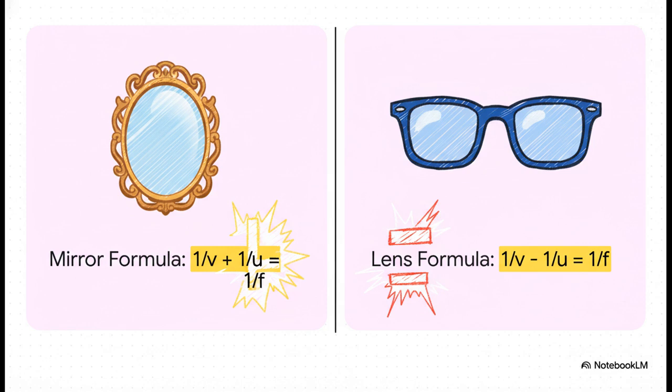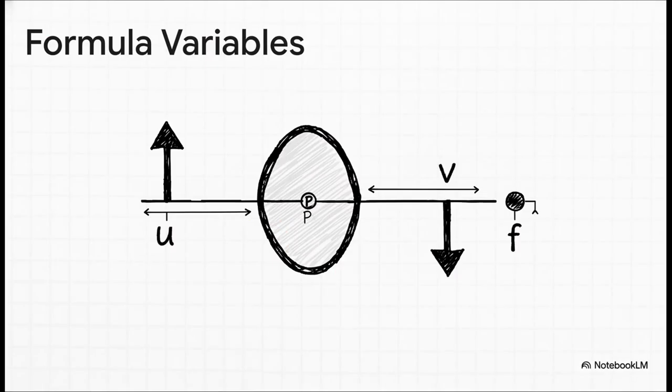And that all comes down to whether light is bouncing off something, reflection, or bending through it, refraction. It's amazing. So what do all those letters mean? It's pretty straightforward. U is just how far the object is from the pole. V is how far the image is from the pole. And F is something called the focal length of the mirror or lens. These three little variables, they tell us the whole story.